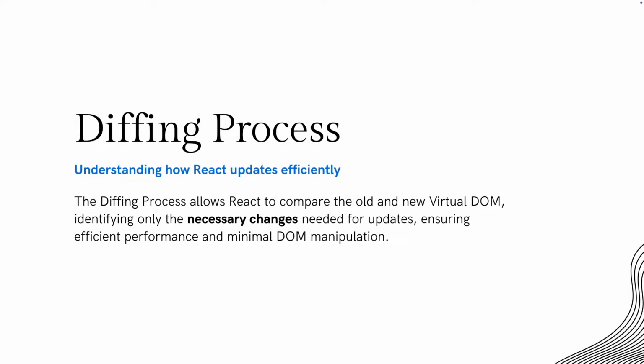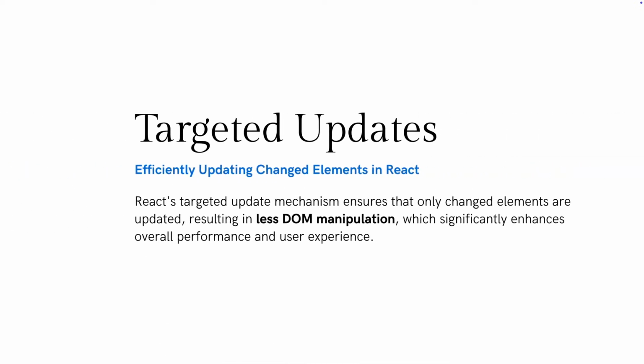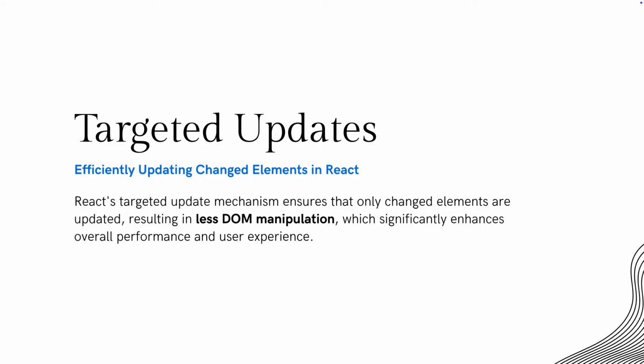Diffing process. Now, React compares the old virtual DOM with the new virtual DOM. This comparison is called diffing. React finds what changed and what stayed the same. This step helps React avoid unnecessary updates. Targeted updates. Based on the diffing result, React updates only the required elements. Unchanged elements are just ignored. This is called a targeted update. This is one of the main reasons React applications are fast.